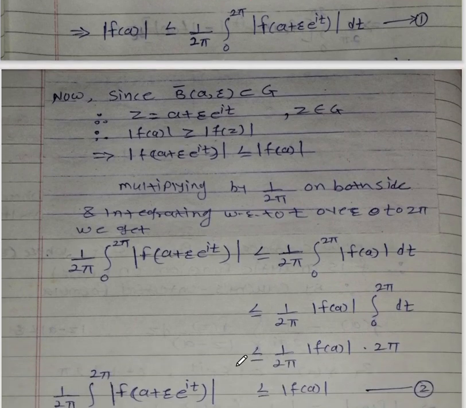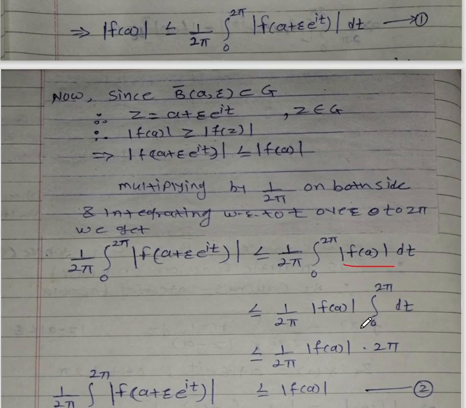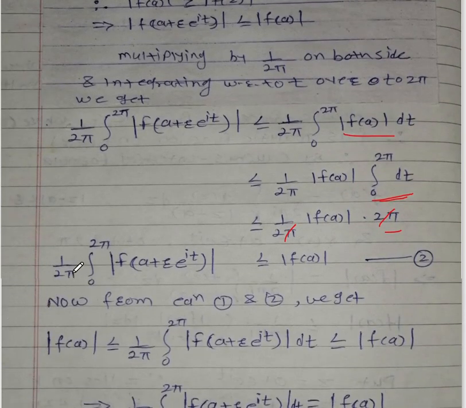So less than or equal to 1 upon 2 pi, this can be written as it is. This mod f of a is a constant term, so take it outside of the integral. So integral 0 to 2 pi dt, the value of this integral is t, upper limit minus lower limit, so this becomes 2 pi. This 2 pi and this 2 pi get cancelled, so what remains is 1 upon 2 pi integral 0 to 2 pi mod f of a plus r e raised to power i t, mod complete, less than or equal to mod f of a, equation number 2.